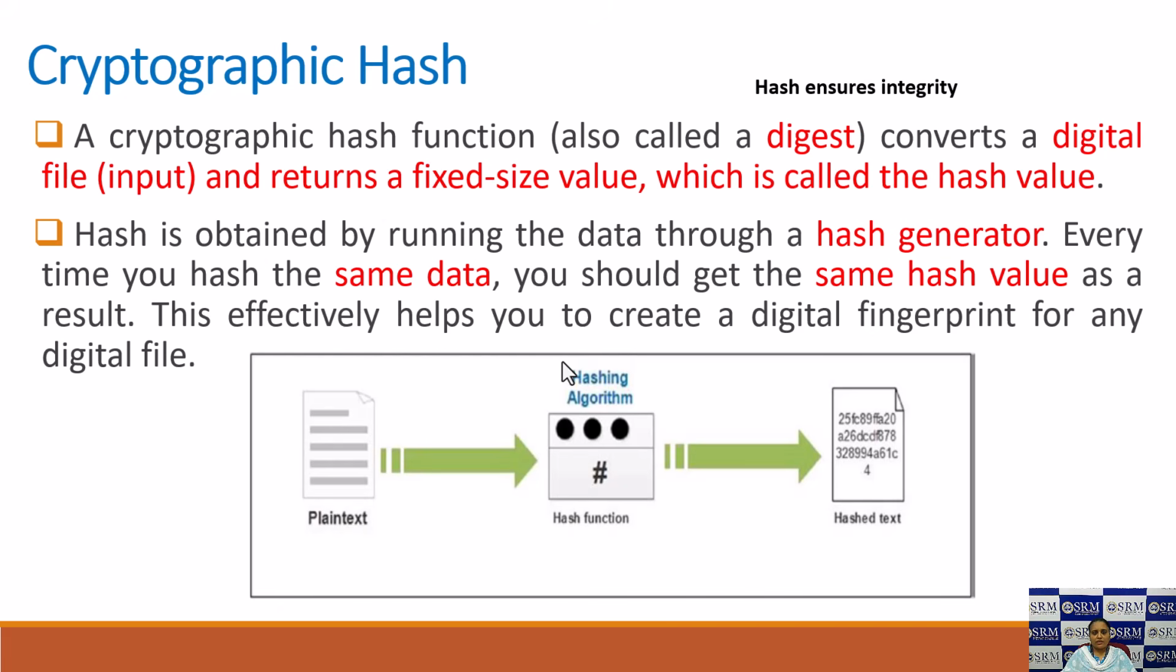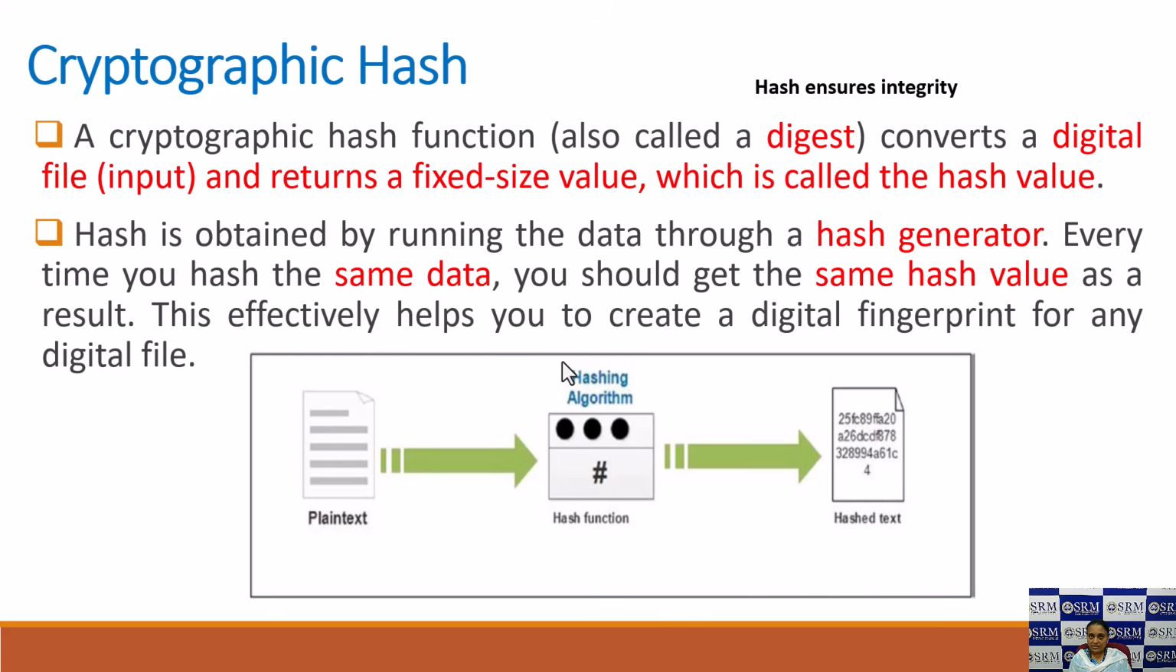So hash is obtained by running the data through a hash generator. Every time we hash the same data, the same value should come. So the real requirement here is that every time we hash the same data, the same hash value should be produced. That is where the real algorithm challenge applies, because when a large amount of data has been hashed, for example, two different values are there. Those two different values should end up with two different hashes. The same value will end up with the same hash value. This is the requirement for the hash function.